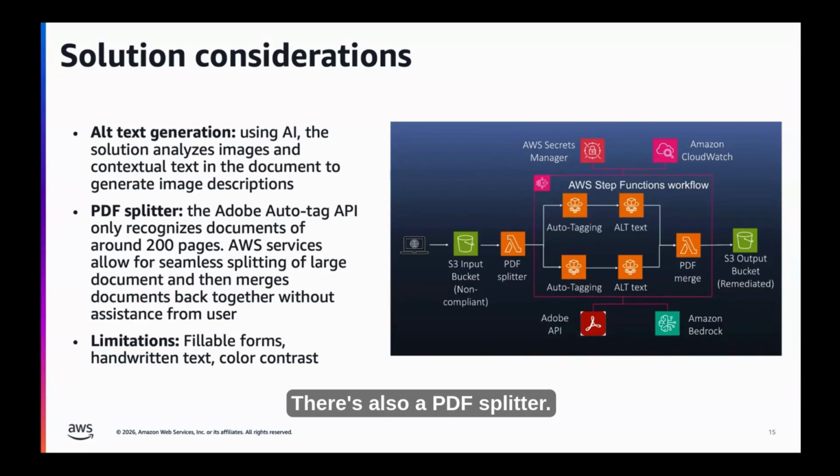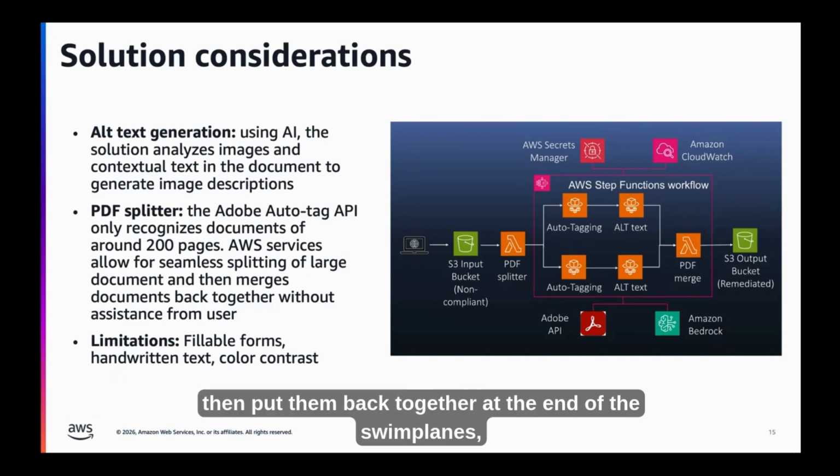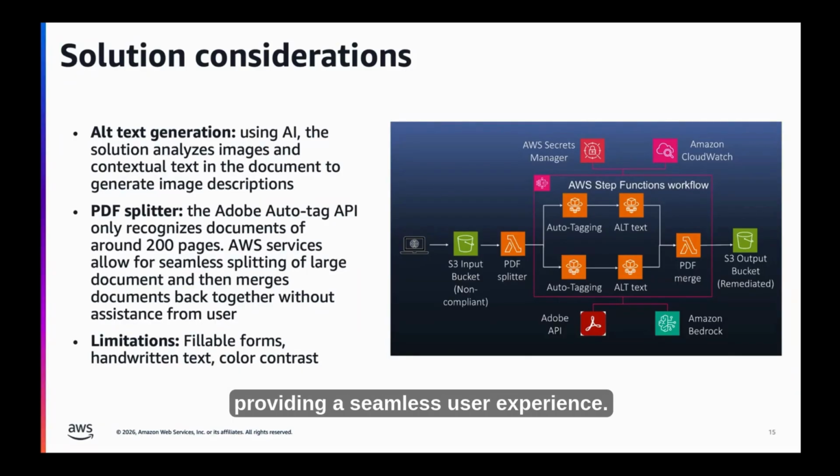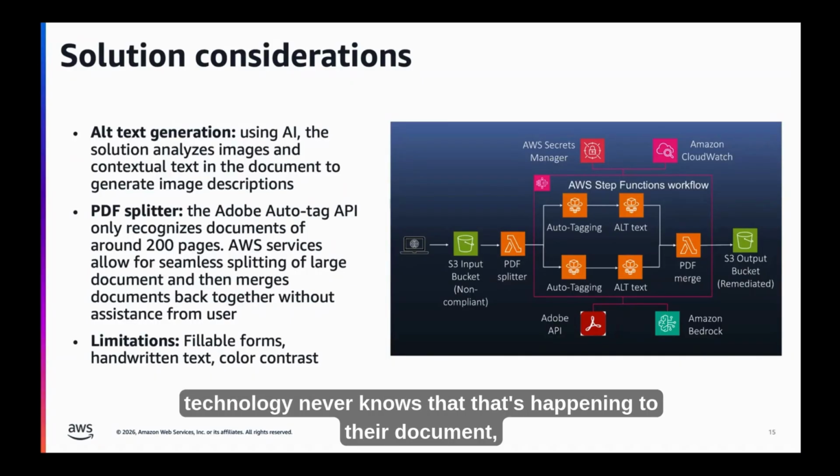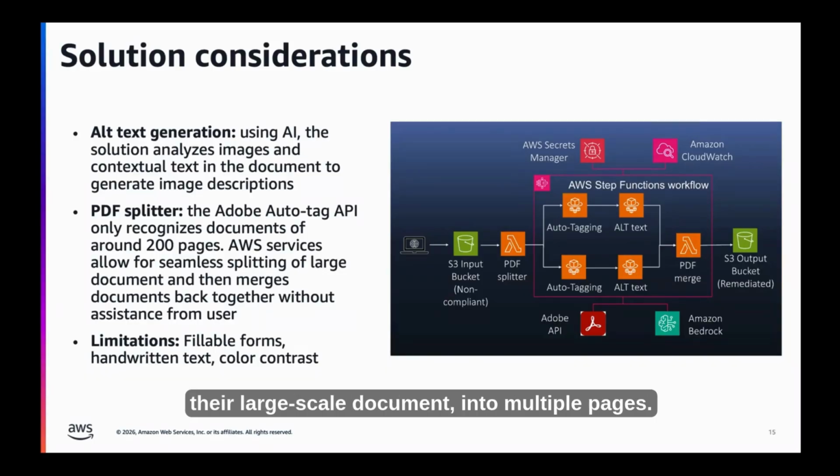There's also a PDF splitter. A limitation of the Adobe API is that you max out around 200-page documents. In order to handle documents that are maybe 500 or 1,000 pages, we integrated a PDF splitter into this solution so that it will split the document into multiple documents and then put them back together at the end of the swim lanes, providing a seamless user experience. The user leveraging this technology never knows that's happening to their document, and they're not having to split their large-scale document into multiple pages.